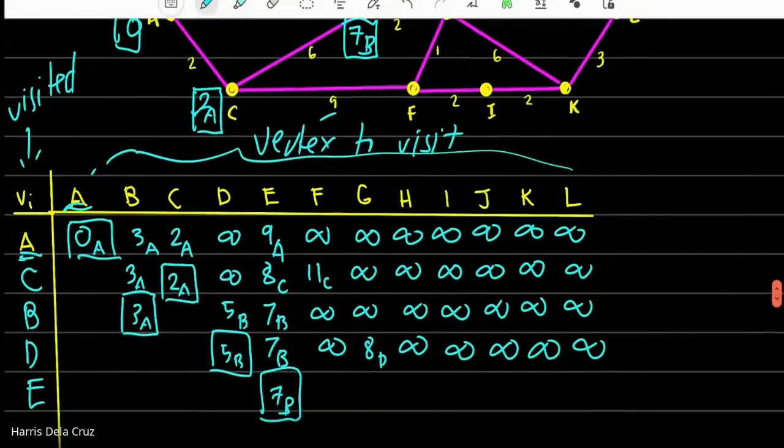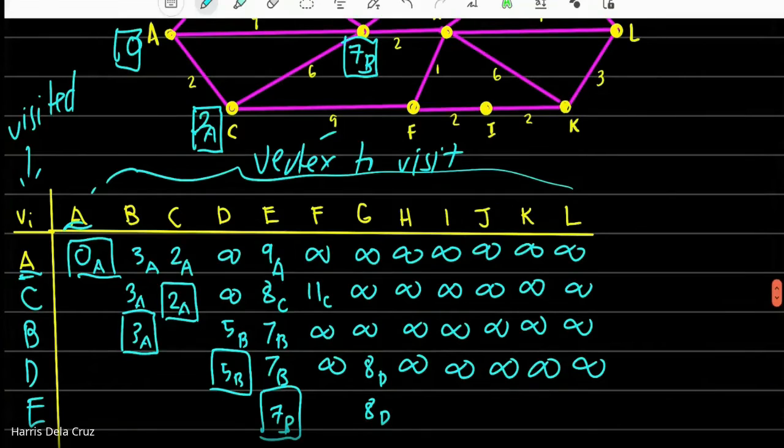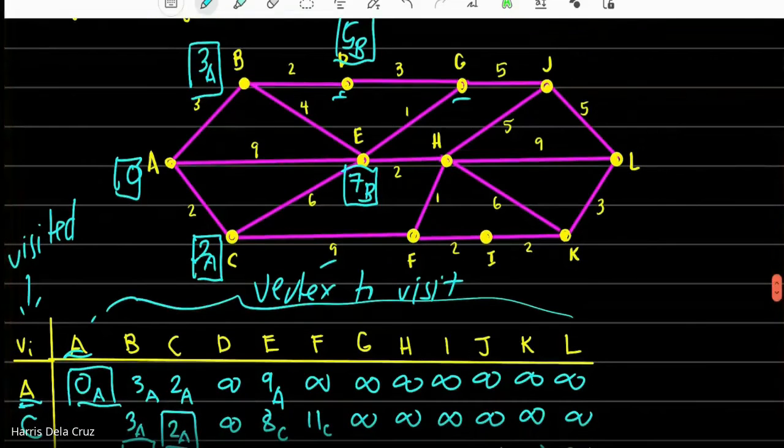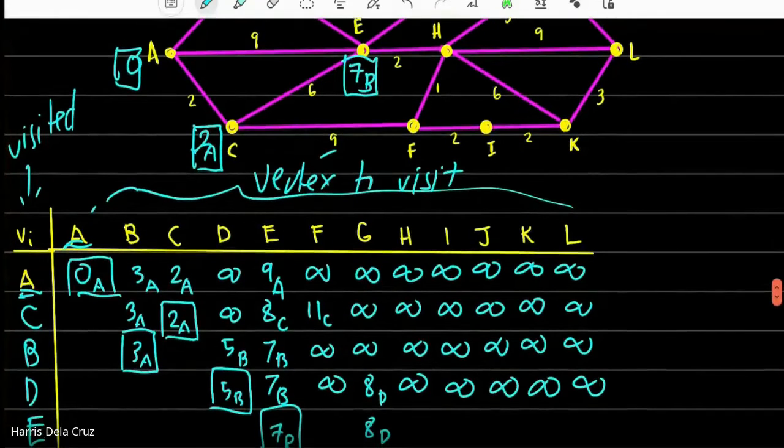So, 7 plus 1, 8. So, again, pareho lang ng value. So, kahit hindi mo napalitan, okay lang. Papalitan mo lang kung less than. Yan. Pero at this point, pag equal, it doesn't matter kung palitan mo. Walang problema. Para walang makukuha. So, either you write that as 8B or 8E, it doesn't matter. Now, EH gives us 2 rather. The weight is 2. So, 7 plus 2 is 9. So, this now has 9E.